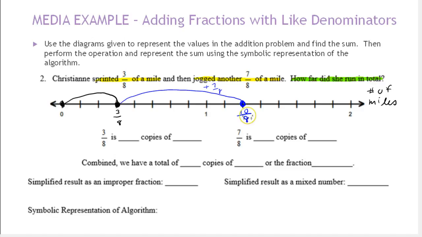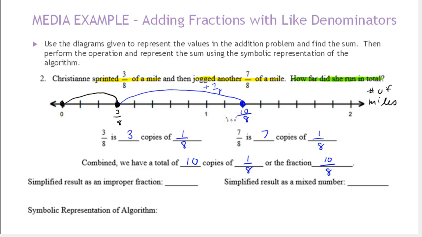Now let's connect it to copies language and to the algorithm. So 3/8 is 3 copies of 1/8. 7/8 is 7 copies of 1/8. Okay, so we have a common unit fraction, so we just want to add the number of copies. In total, she ran 7 plus 3, or 10 copies of 1/8 of a mile, which is equivalent to the fraction 10/8.